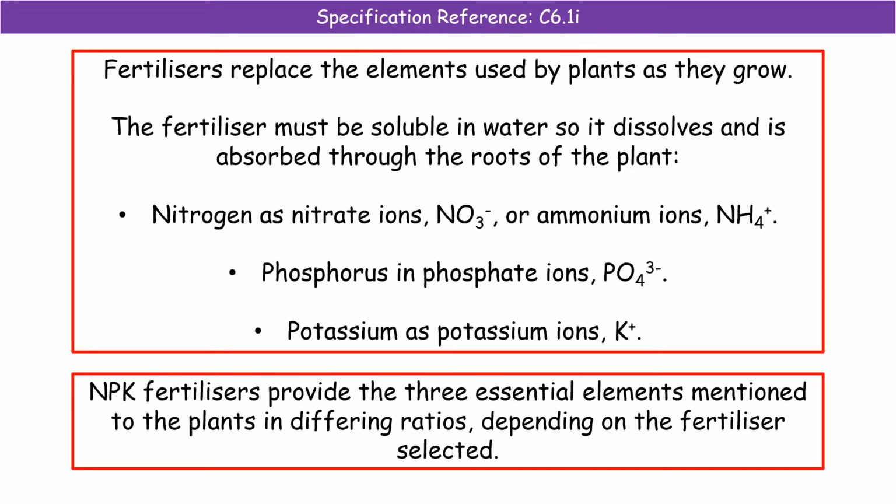In terms of the type of fertilizer that we use in commercial instances, we use what we refer to as an NPK fertilizer. N for nitrogen, P for phosphorus, K for potassium. So these fertilizers contain all three essential elements, and depending on the fertilizer you select, they will be in different ratios.